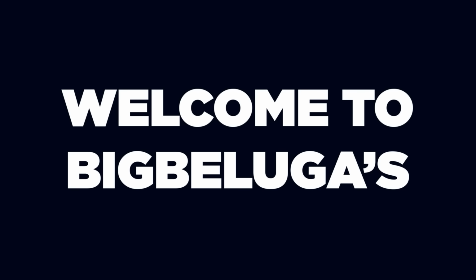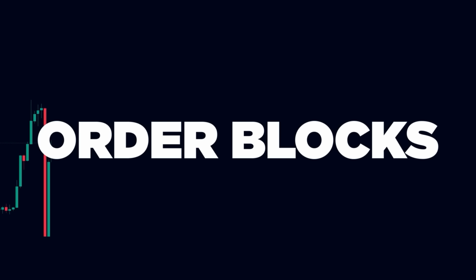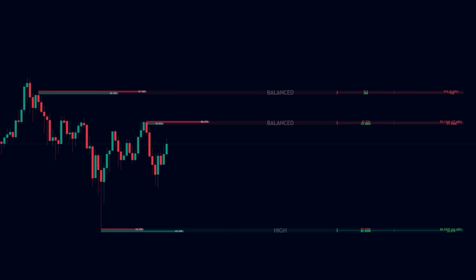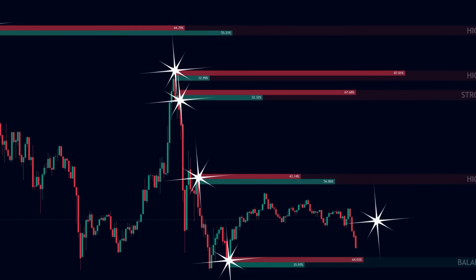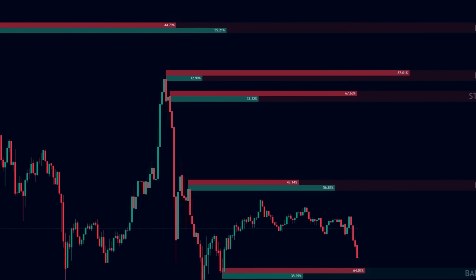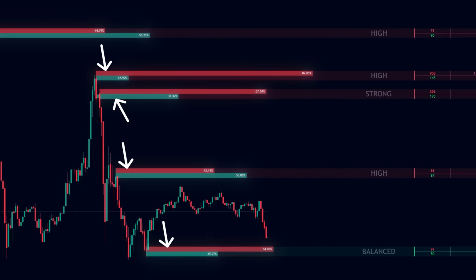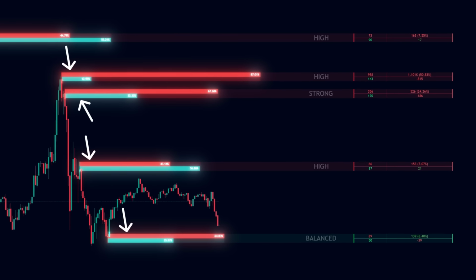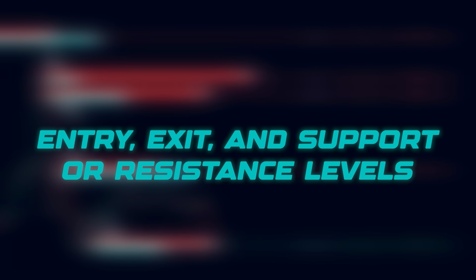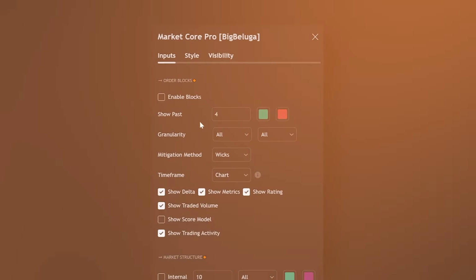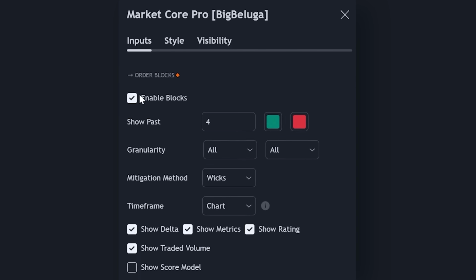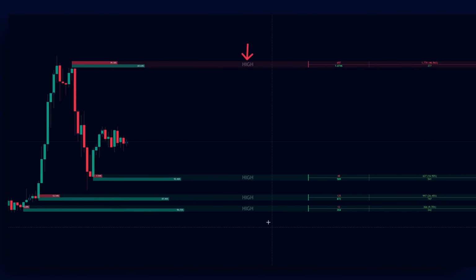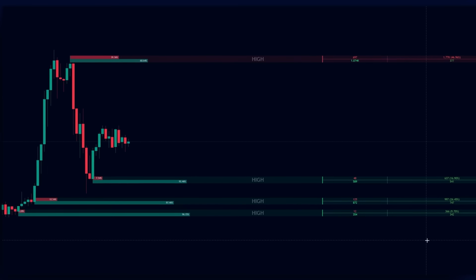Welcome to BigBeluga's Order Blocks feature, your ultimate tool for identifying key zones of market activity. With order blocks, you can pinpoint where smart money or big institutional orders are sitting. These zones act like magnets, drawing price action, making them perfect for spotting entry, exit, and support or resistance levels. To get started, turn on the Enable Blocks option. Instantly, you'll see bullish zones in green and bearish zones in red populate your chart.